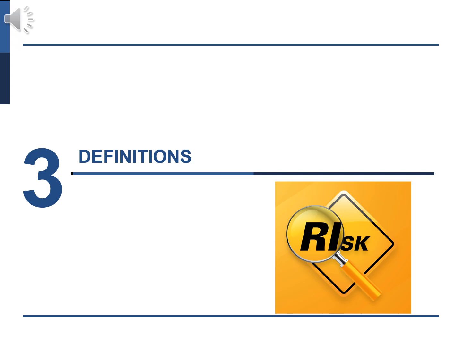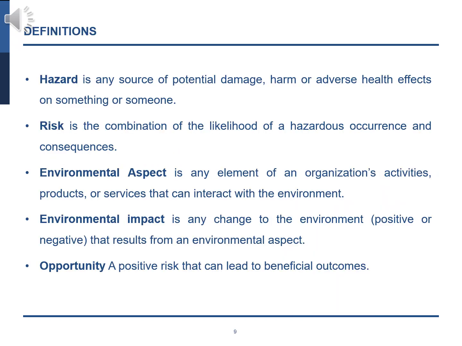Definitions. Hazard is any source of potential damage, harm or adverse health effects on something or someone. Risk is the combination of the likelihood of a hazardous occurrence and consequences.